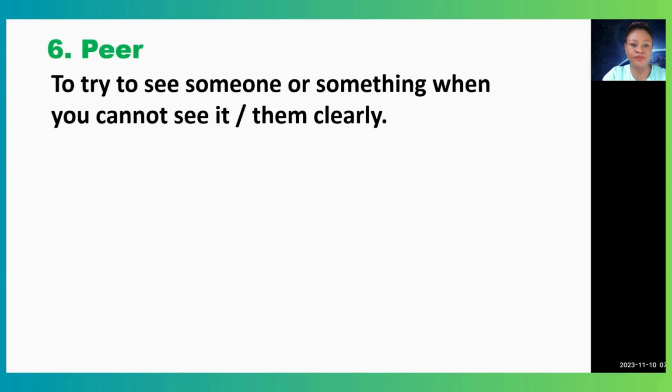Peer. Peer is to try to see someone or something when you cannot see it or them clearly. You peer, like you can really not see that person clearly or that thing clearly. You peer.